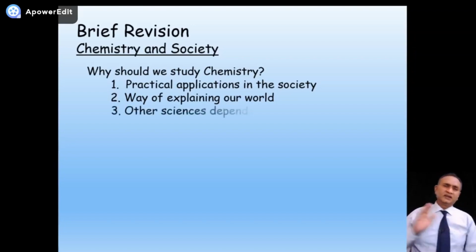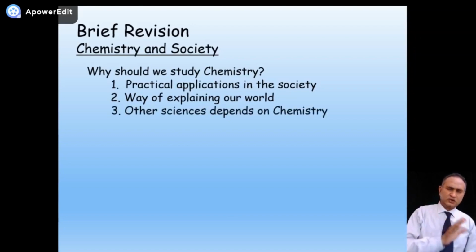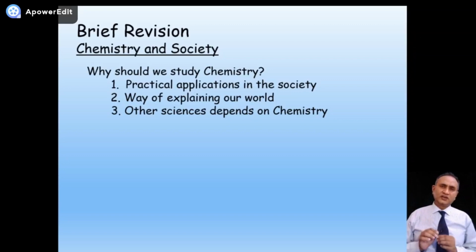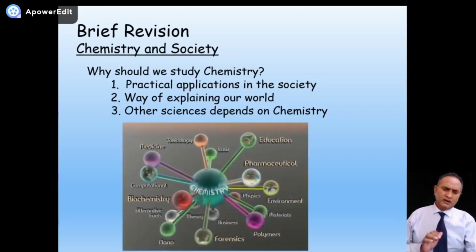There isn't any other branch of science like physics, maths, geology, zoology, botany, microbiology, etc., which does not depend on chemistry. All other branches of science need the information which is provided by a chemist. Means chemistry is the main tool for other sciences to flourish, right? So this we have done.